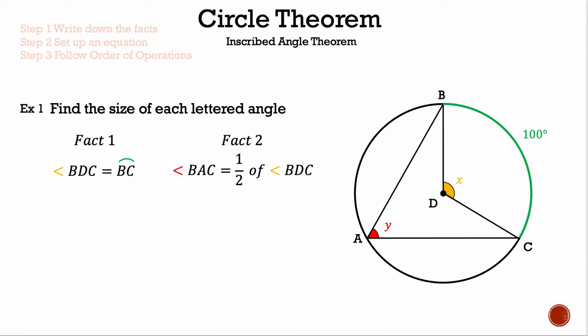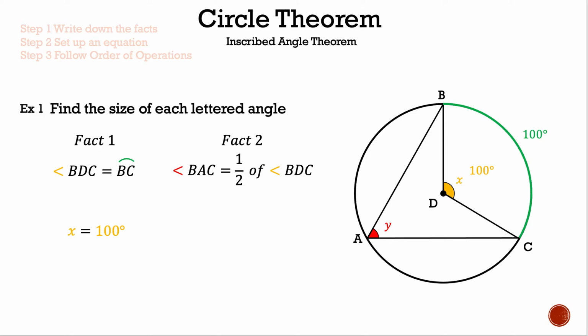And remember, you might have more facts or fewer facts to find these missing angles, but as long as you write down the facts, it'll be easier to find the missing angles. And now let's take a look at fact number 1 once again, that angle BDC is equal to arc BC. We can substitute x for angle BDC, and since we know arc BC is 100 degrees, we can say x is equal to 100 degrees, by definition, that a central angle and the arc that is intercepted are equivalent.